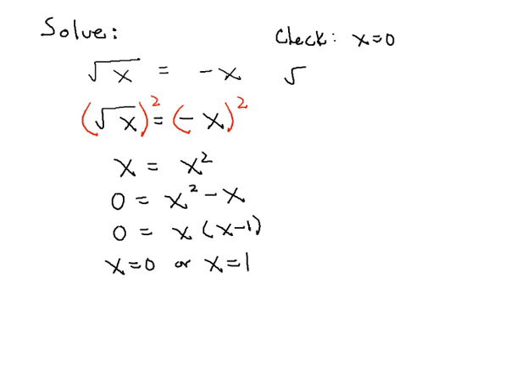So we put 0 back into the original equation. We have the square root of 0 being equal to the opposite of 0. The square root of 0 is 0. The opposite of 0 is 0. So that value checks.